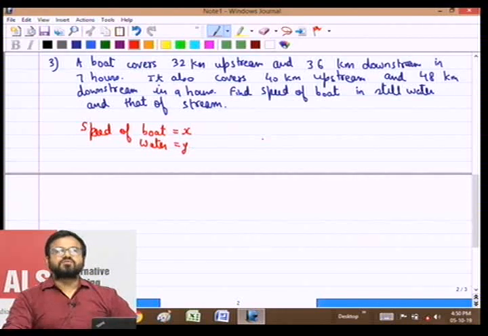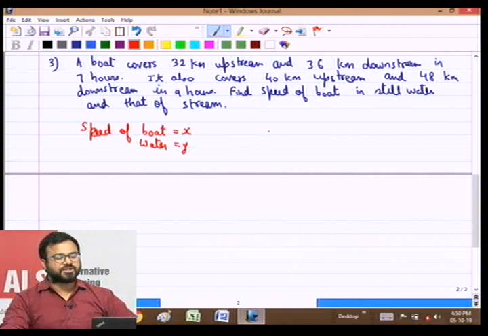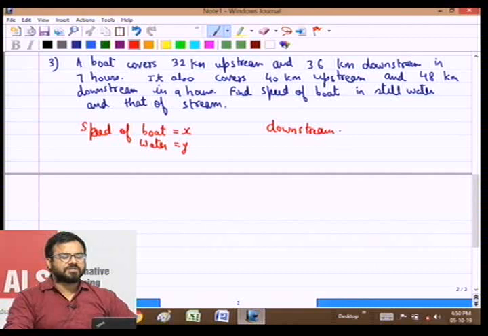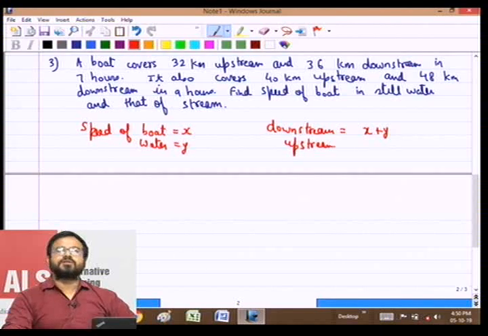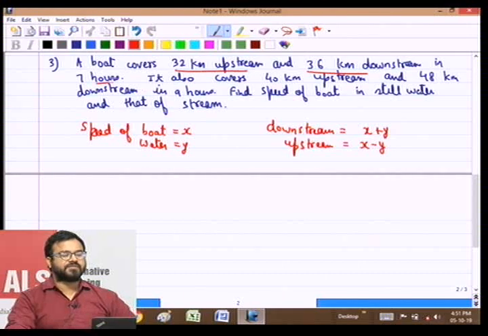So downstream means when the boat and the water both are going in the same direction. So downstream speed is nothing but the addition of these two, x plus y, and upstream, when the boat and river are going in the opposite direction, is x minus y. Now 32 km upstream and 36 km downstream in 7 hours.